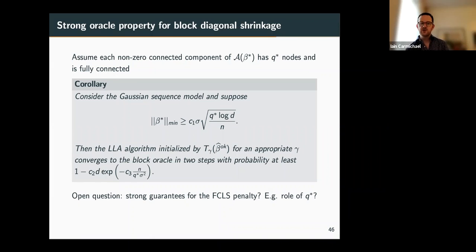So it's an open question: can we actually obtain better guarantees? In particular, what's the role of Q? What I think is true is that Q should disappear, or probably Q should actually be in the denominator of this term. And if Q is in the denominator of that term, that means larger blocks make the learning problem easier for the Laplacian penalty.